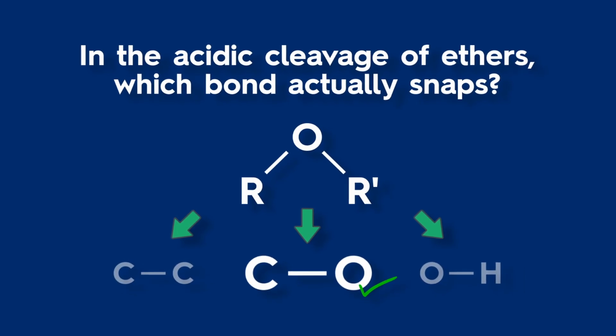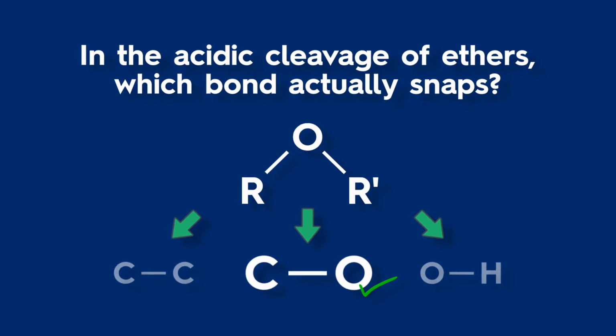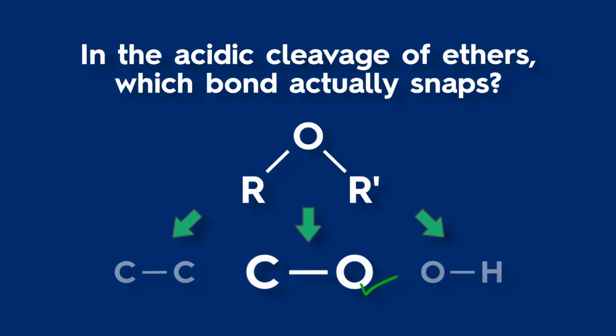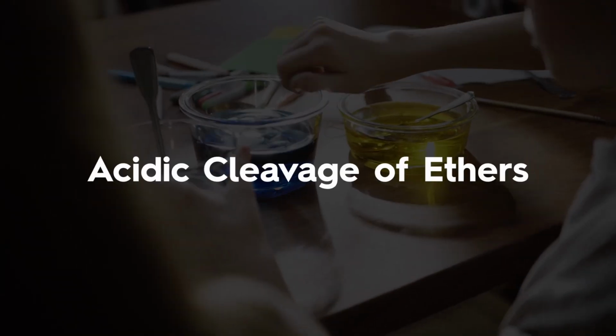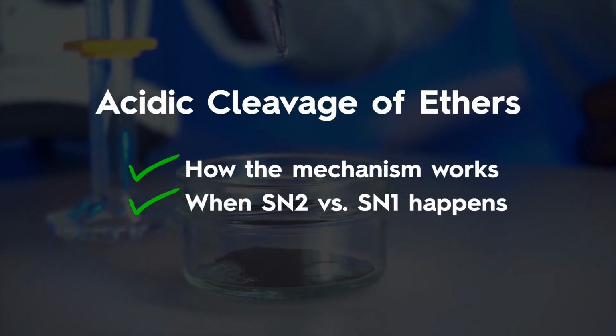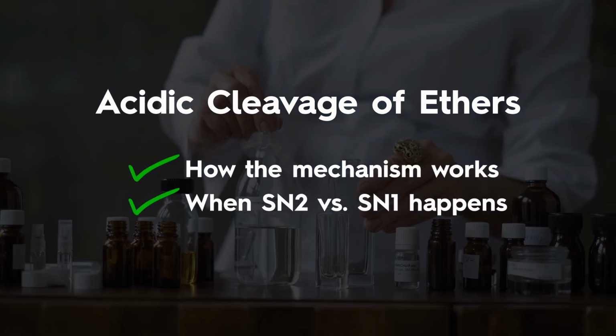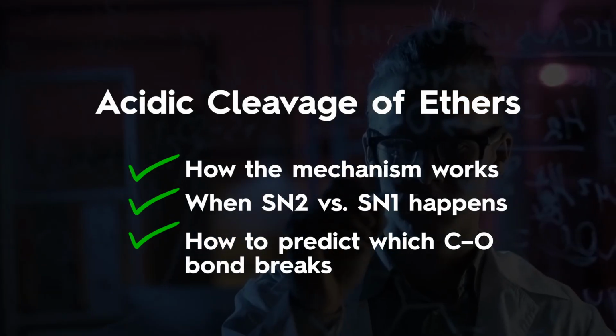But here's the catch. The carbon-oxygen bond doesn't always break in the same place. The outcome depends on the kind of carbon attached to the oxygen, and that's the rule we'll uncover step by step. In this video, you'll learn what acidic ether cleavage is, how the mechanism works, when SN2 versus SN1 pathways occur, and how to predict which carbon-oxygen bond breaks.